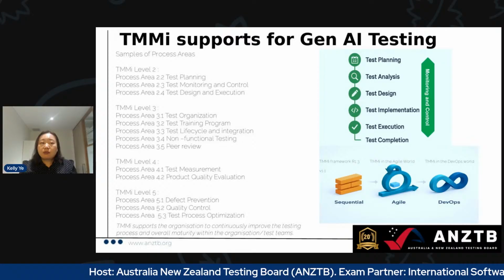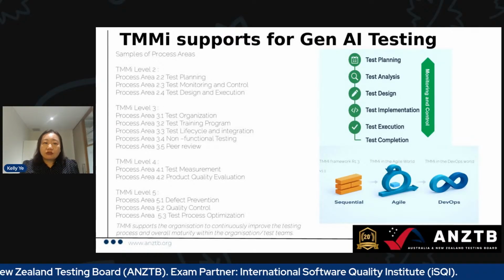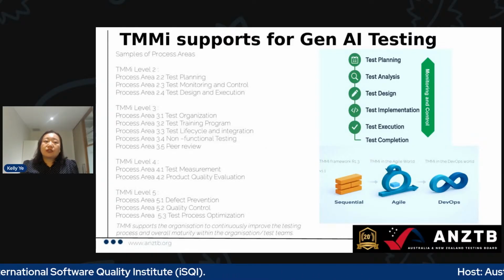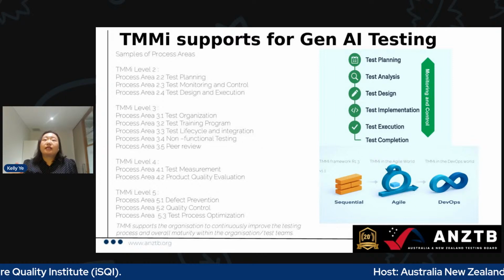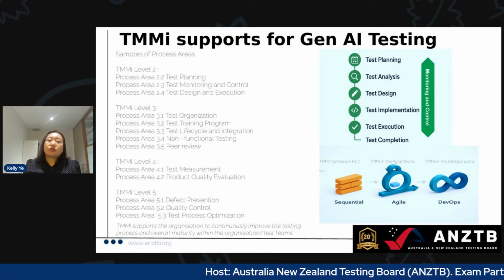So if you have the process, then you use the tool. This will add value for you to make the right output in the first place. So Gen AI tools for testing require a mature, disciplined test process, and it doesn't matter where you start your testing.